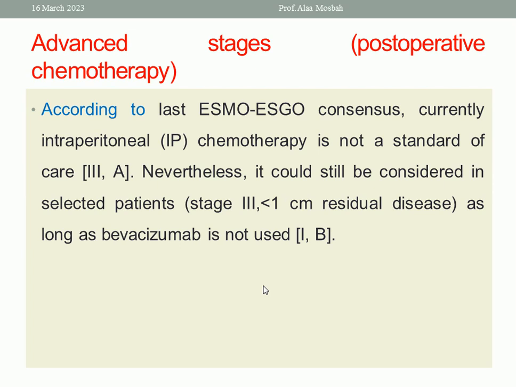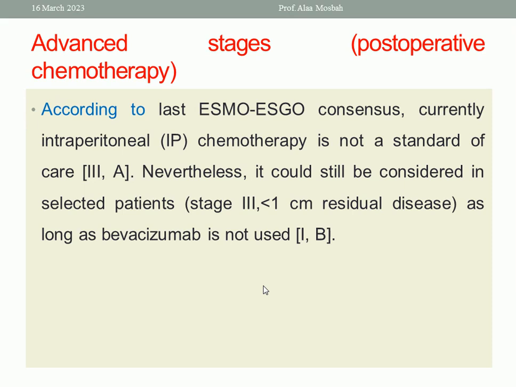According to the latest European Society of Medical Oncology and European Society of Gynecologic Oncology consensus, currently intraperitoneal chemotherapy is not standard of care. However, it could still be considered in certain selected patients.